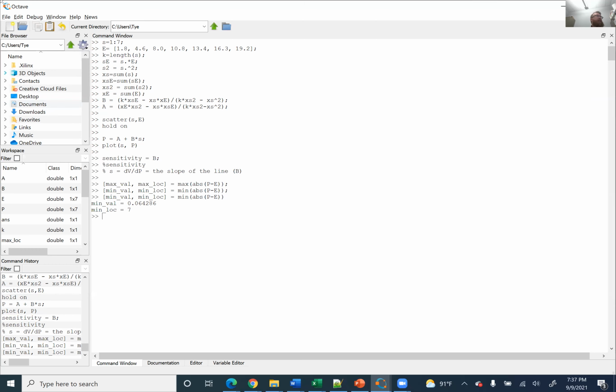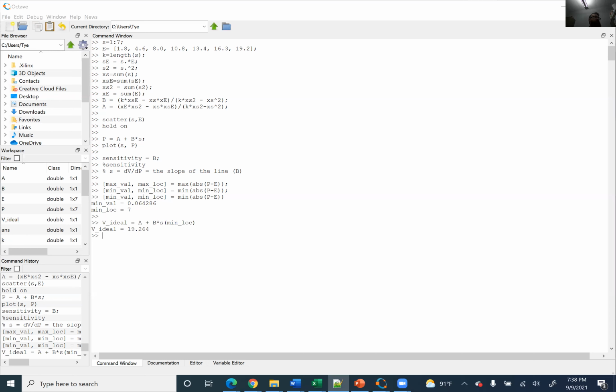Now that I can do that, I need to define what I mean by signal and what I mean by noise, right? So the signal that I'm interested in is this, where the V ideal, or I guess I could say V expected, because it may not be the ideal compared to a data sheet or something, but I'm going to stick with it. I'm just using the A and B again, and then I use S at its minimum location, because that's where I want it to be. So that's going to pop out this value of 19.264.